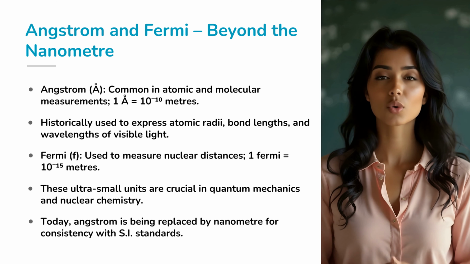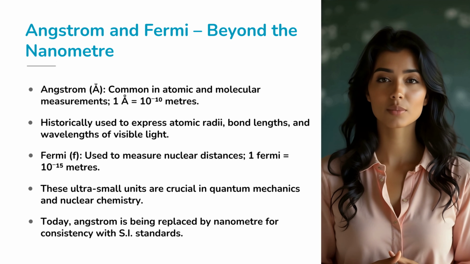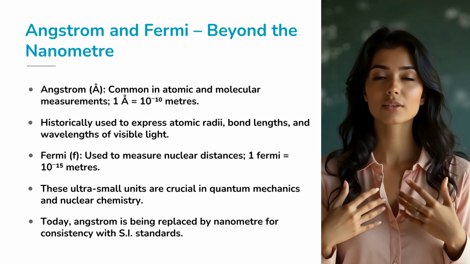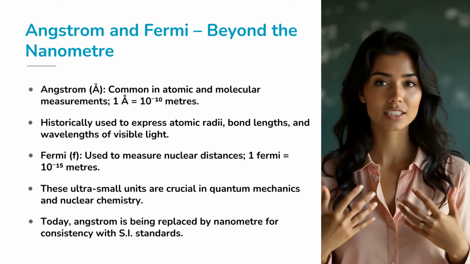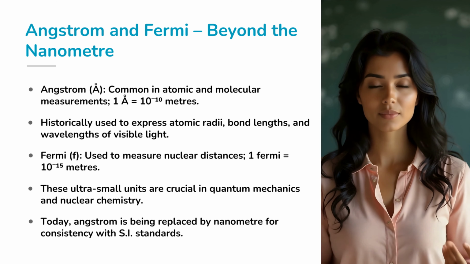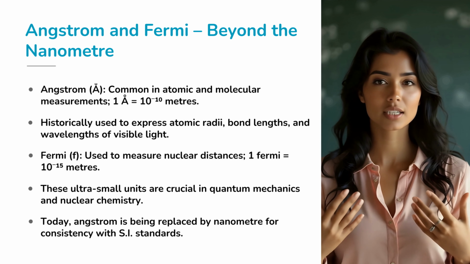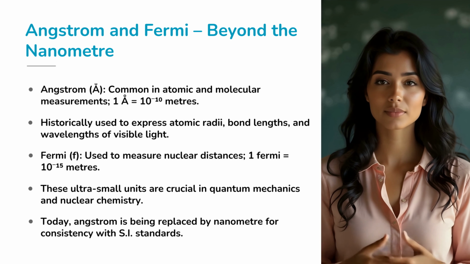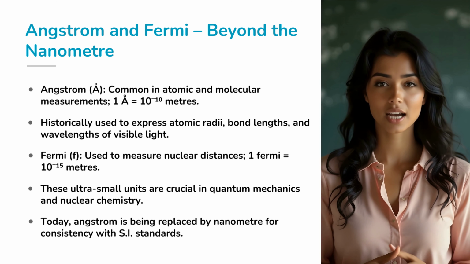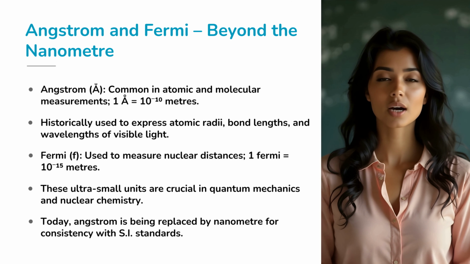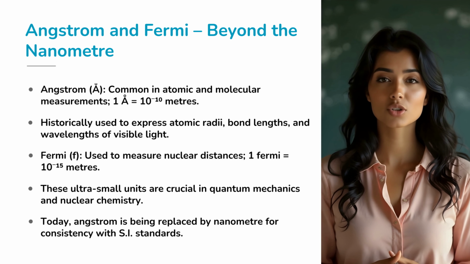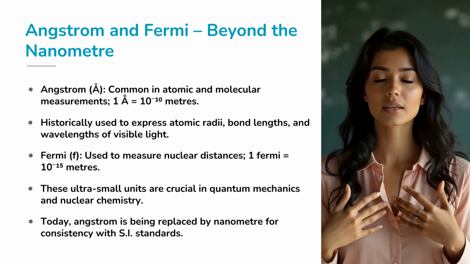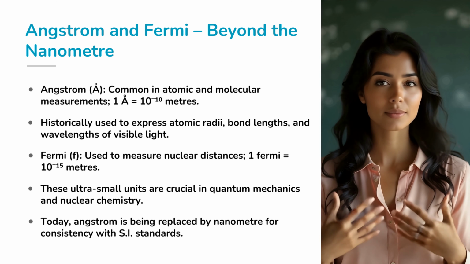And if you want to go even smaller, into the realm of nuclear physics, there's the Fermi, named after physicist Enrico Fermi. 1 Fermi equals 10 raised to the power minus 15 meters and is used to measure the size of atomic nuclei. These ultra small units allow us to explore dimensions far beyond the visible, where electrons orbit, nuclei split, and quantum magic happens.